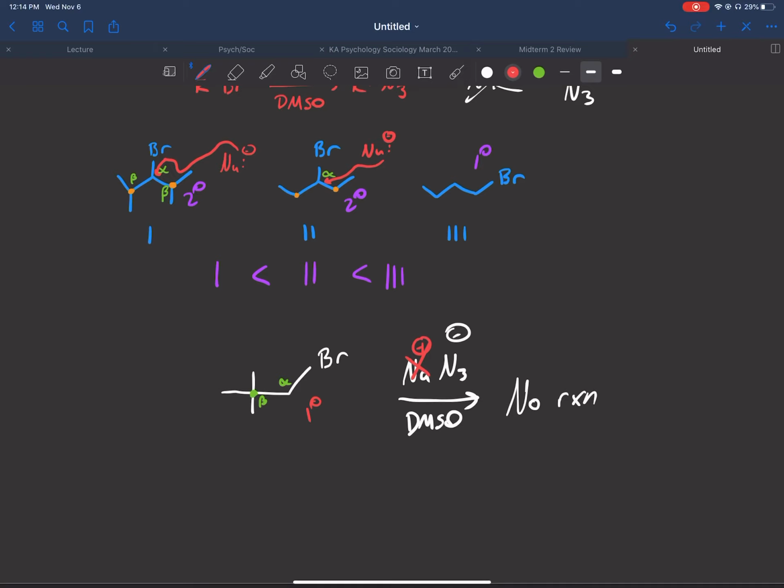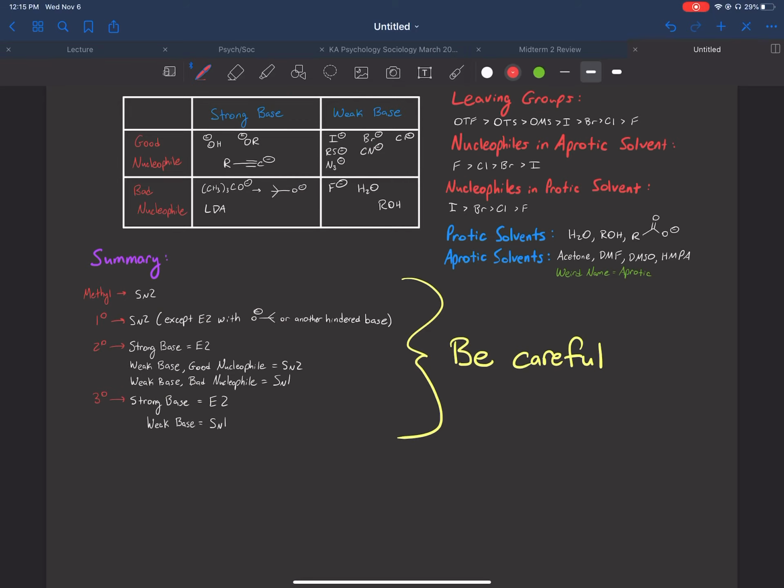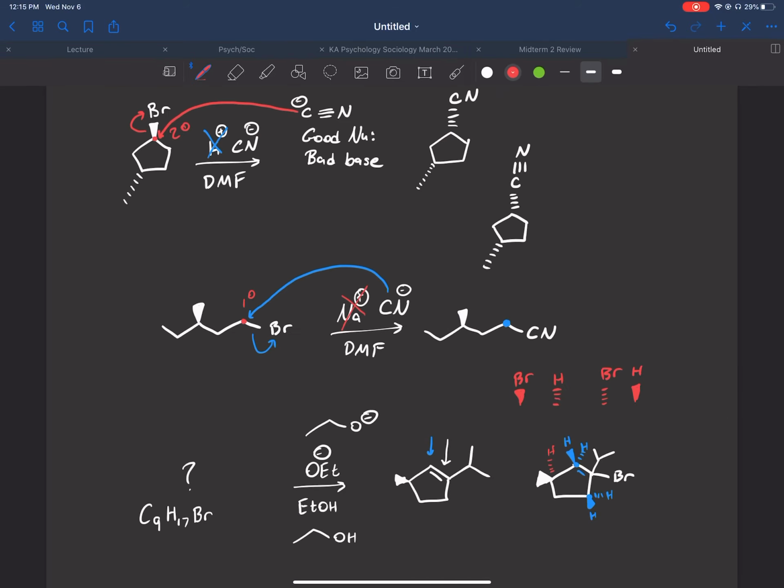Now, most people, because they see primary, would have put this right at the top, most reactive, when it would actually have been probably the least reactive. All right? So please watch out for something like this. They could definitely ask that. And using the chart would have gotten you this question wrong, because we would have immediately gone SN2 just using that chart.